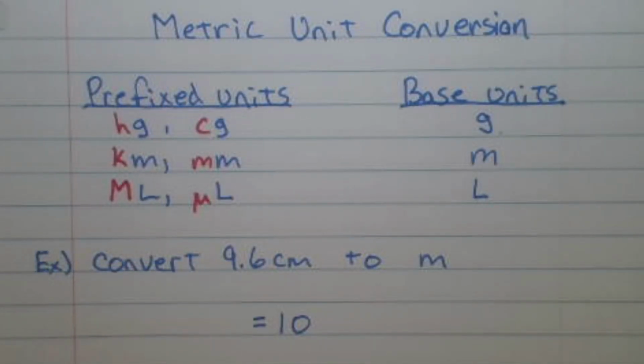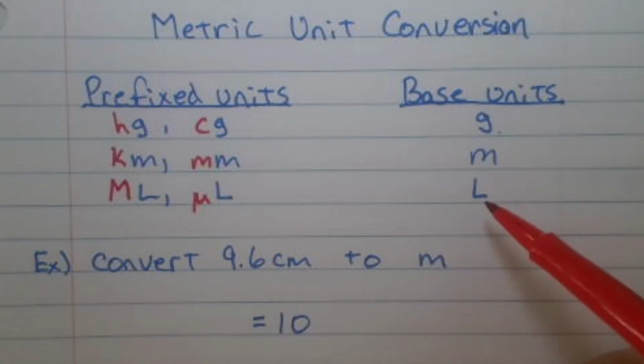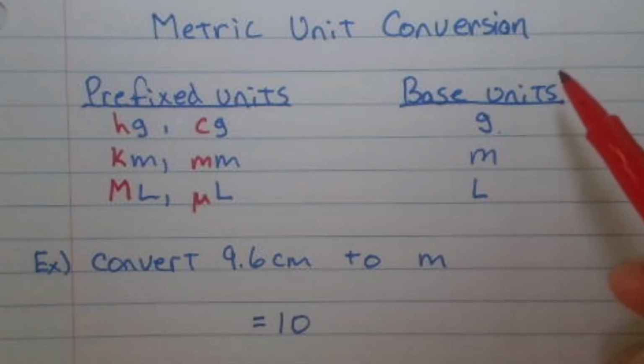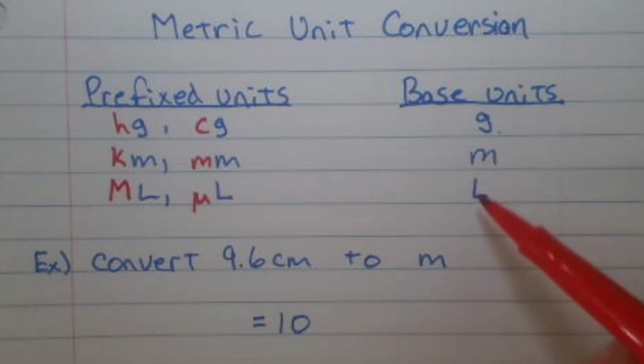The purpose of this video is to use dimensional analysis to convert metric units. And before we get into the dimensional analysis aspect of it, we need to differentiate base units and prefixed units. Base units are simply the simplest units in the metric system, or the basic units, or you could say the units that have no prefix.